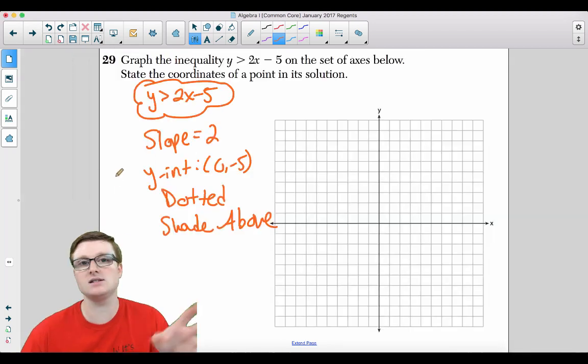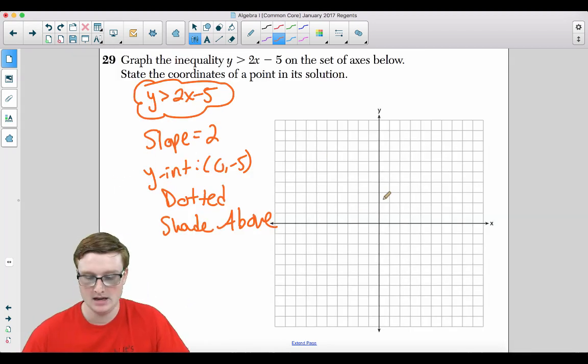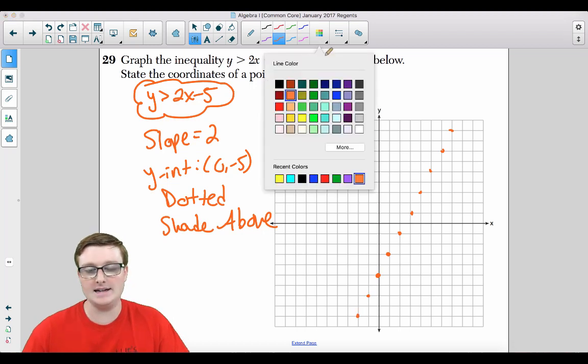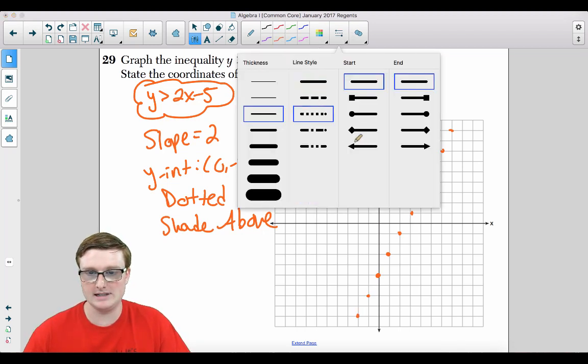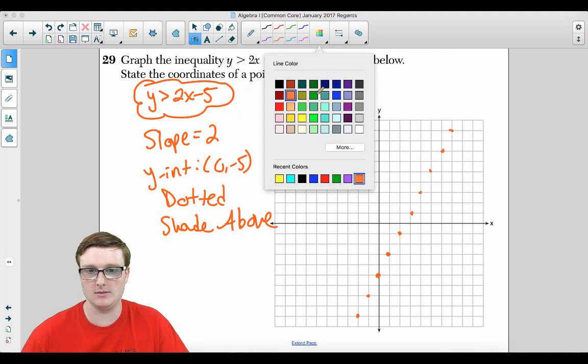So all of that stuff accounts into what we're going to draw here. So it has a slope of 2, starting at (0, -5). So 1, 2, 3, 4, down 5. Go up 2 to the right 1, up 2 to the right 1, up 2 to the right. So you keep on going until you have no more room. Okay, and it is dotted. So I'm going to draw a dotted line.